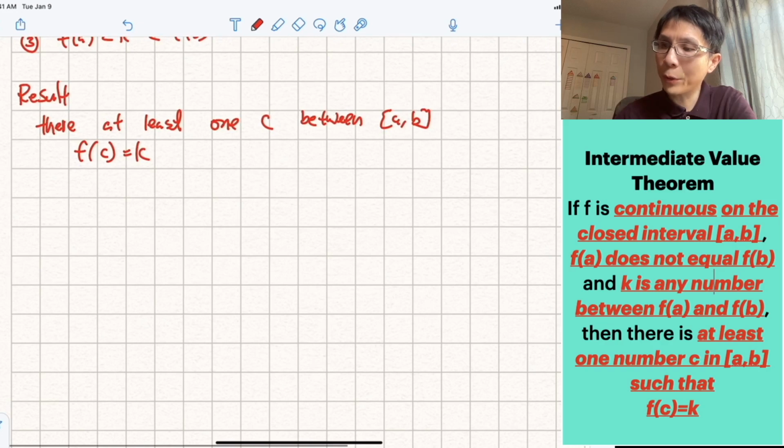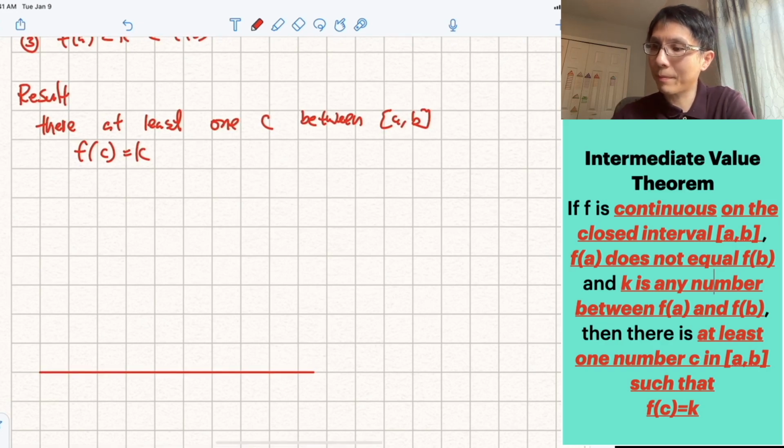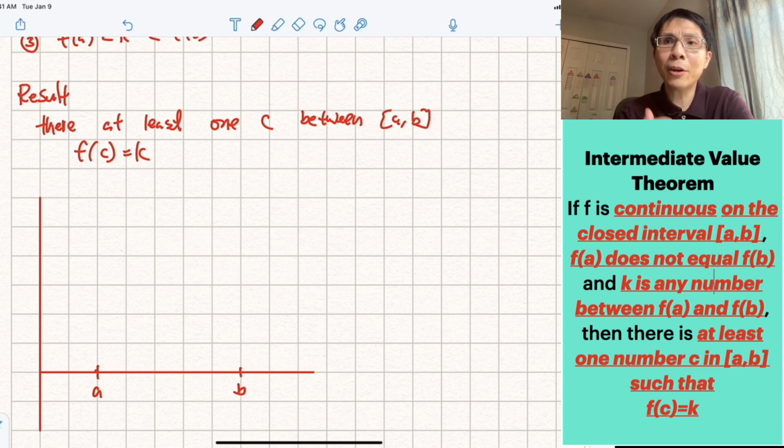At first, we're going to draw an axis here. This is a, this is b. Now you have to know that f of a does not equal f of b. That just means they don't have the same output. So the f of a output is right here, and the f of b output is right here. And k is somewhere in between f of a and f of b.